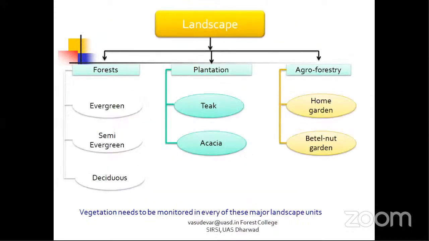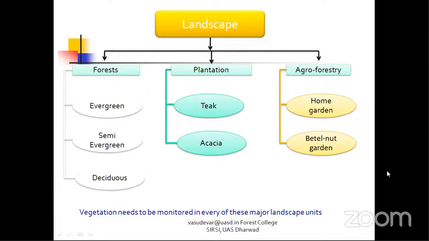See, we know that a landscape can be divided into smaller units, such as if you take any unit, whether it is in Uttara Kannada district or Kodagu or in Telangana, you have forests, you have plantations, and you have an agroforestry system. And within the forest, you might have different types of it: evergreen, semi-evergreen, and deciduous. And then in plantation, you may have teak plantation, acacia, or a mixed one. And you also have agroforestry systems like home gardens and betel-nut garden.